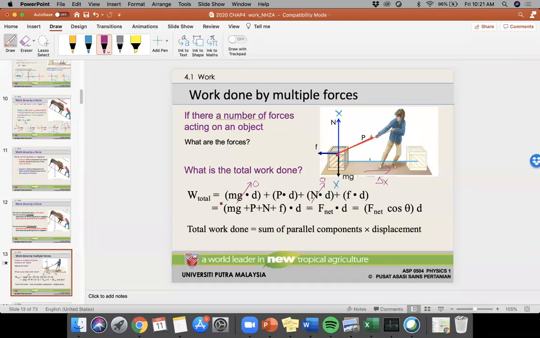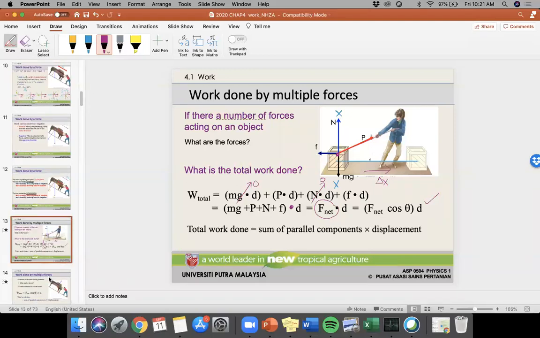Okay, later we will do an example. Don't worry, this equation is just explaining the concept. When you add all the forces together and take the dot product, it's actually F net, and F net dot D is F net cosine theta D. You can use this equation to solve for the total work done. If they ask what is the work done by gravity, or by the pulling force, you can't use this F net equation. You have to do it separately.